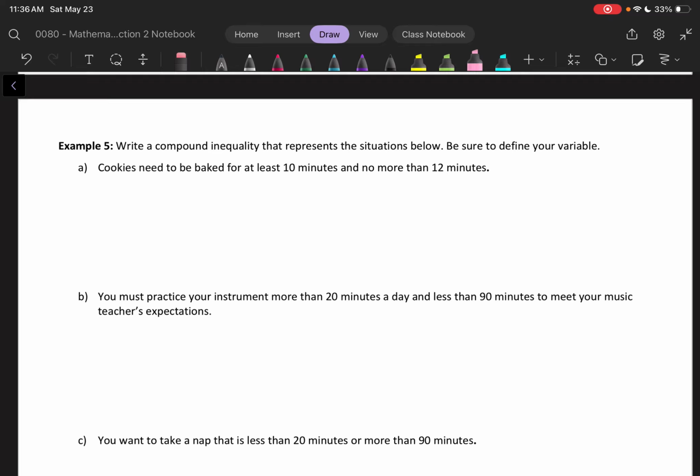And then step 2 is we're going to write an inequality. In this case, they're all going to be compound inequalities that represent the situations below. So if I see something like "or," I'm going to write 2 separate inequalities with the word "or" in between. If I see something that says "and" or "but" or "between," I'm going to make sure I do that big complex inequality.